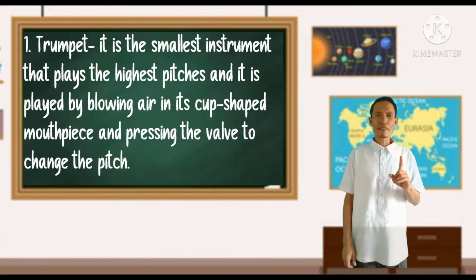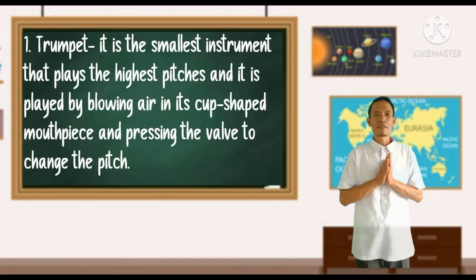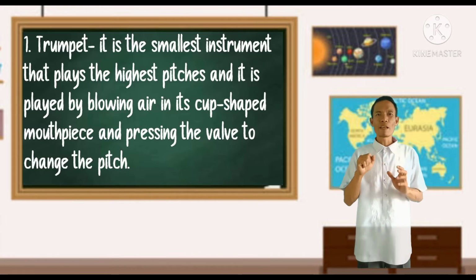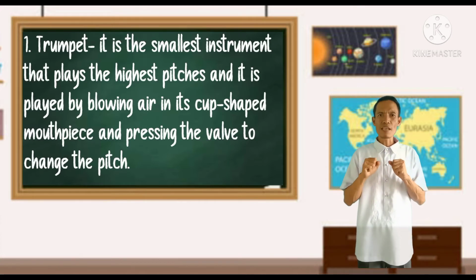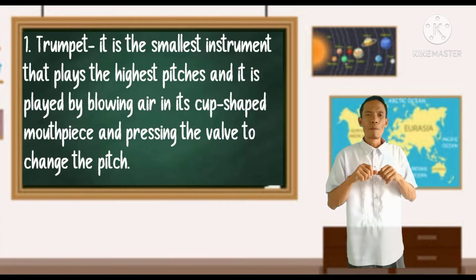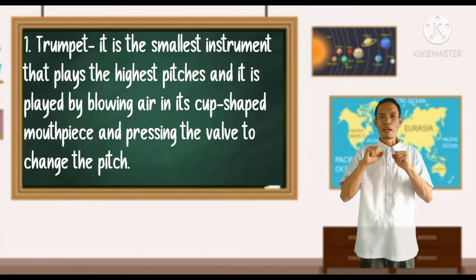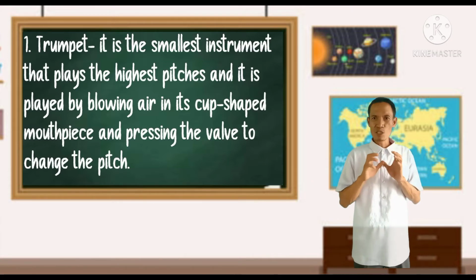Our first instrument is trumpet. Trumpet is the smallest instrument that plays the highest pitches, and it is played by blowing air in its cup-shaped mouthpiece and pressing the valve to change the pitch.